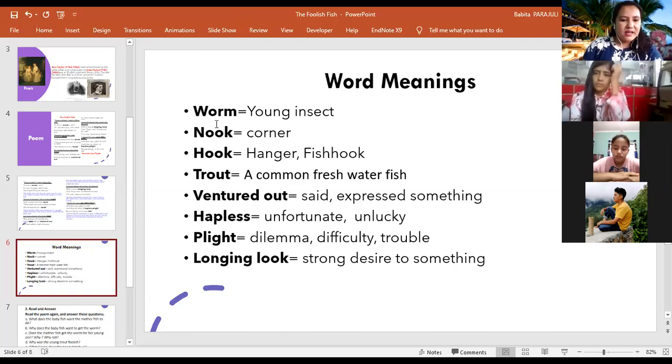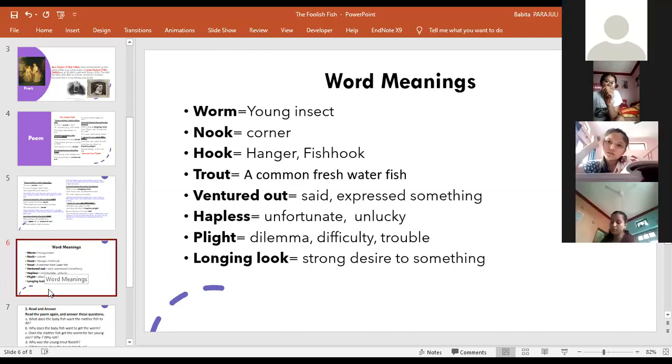So some of the word meanings are here. Read please.